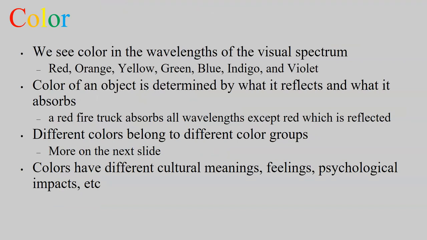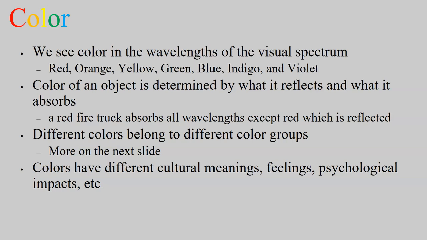So the first one we're going to talk about is color, okay? So we see color in the wavelengths of the visual spectrum. So everything that we see color-wise falls into red, orange, yellow, green, blue, indigo, and violet. So they all are on that spectrum. And color's kind of weird, okay? So the color of an object is determined by what it reflects and what it absorbs. So an example of that would be that a red fire truck actually absorbs all wavelengths except red, because red is the color that's reflected. It's kind of funny, but that's kind of how color works.